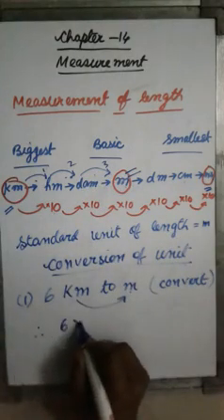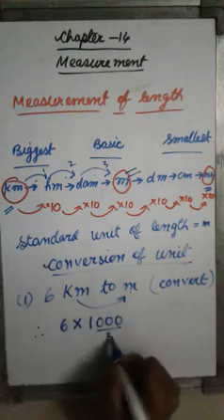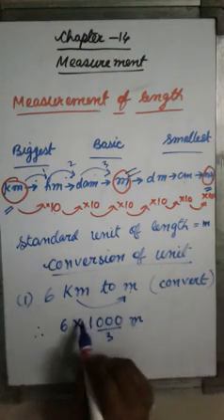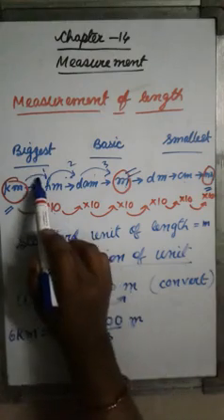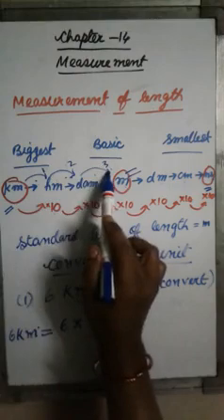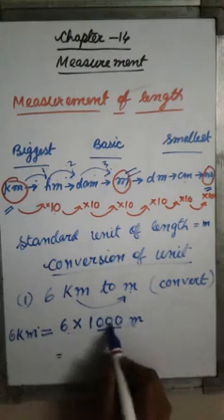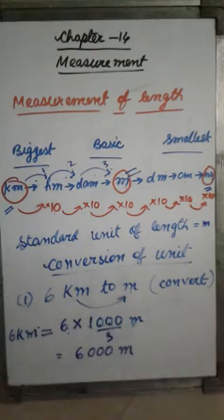Therefore, 6 into, as it is 3 steps, after 1, I am writing 3 zeros, meter. So 6 kilometer equals 6 into 1000. In first step 10, in second step 100, in three steps I am moving three steps to meter from kilometer, so multiplying by 1000, three zeros. 6 into 1 is 6, and add the three zeros after 6, so it is 6000 meter. Like this you have to convert from kilometer to meter.